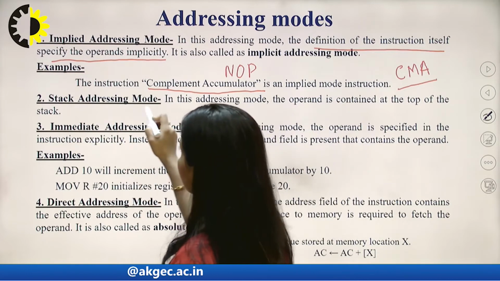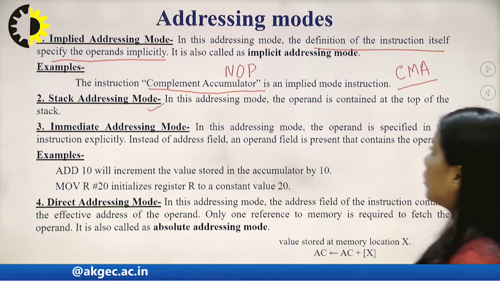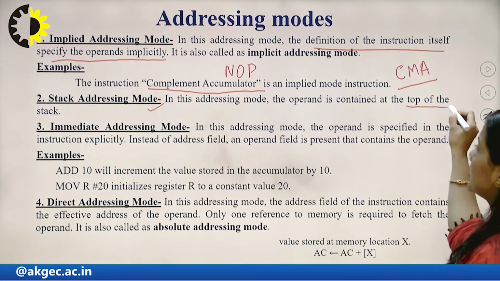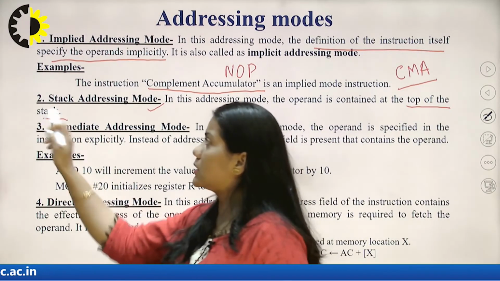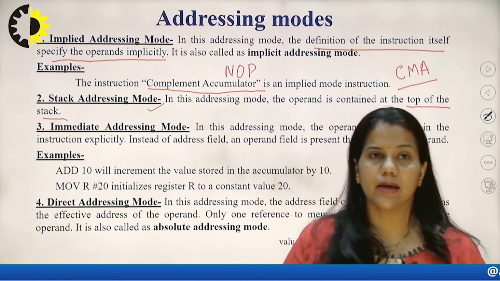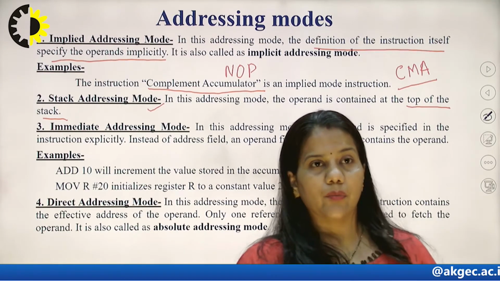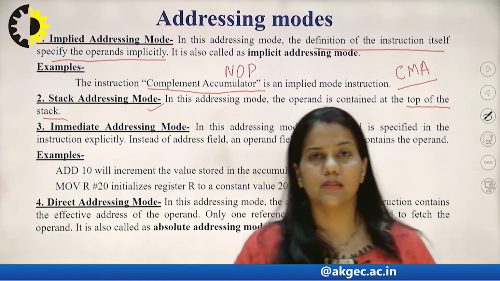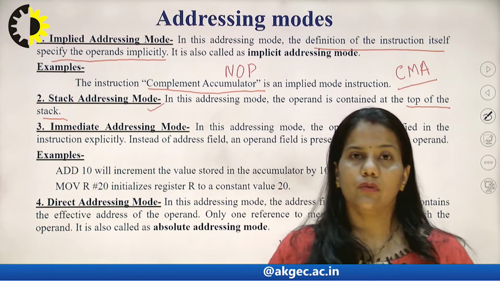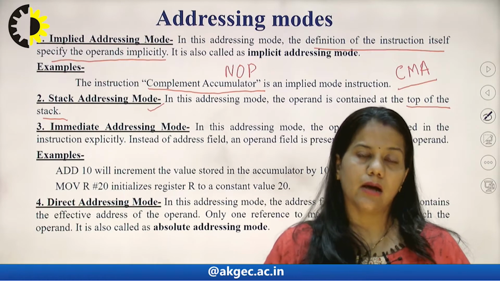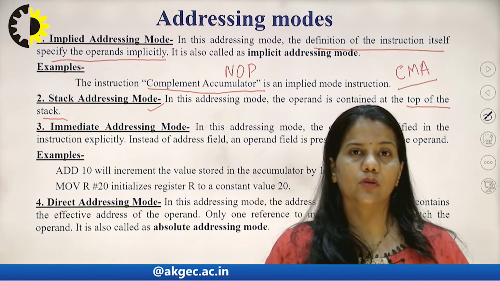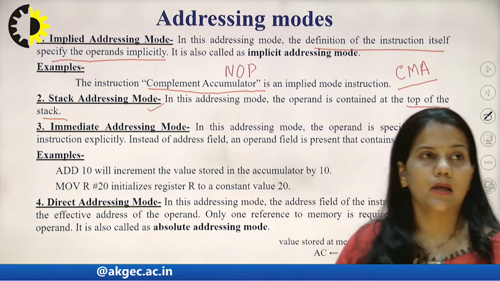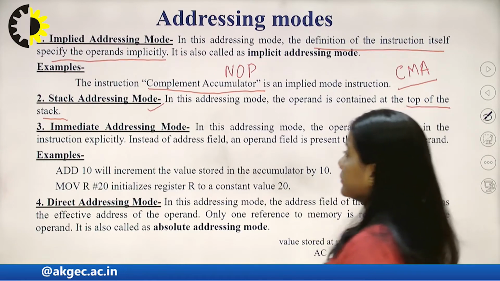Now stack addressing mode. In this addressing mode, the operand is contained at the top of the stack. So this is another addressing mode in which the operand is lying at the top of the stack, and from the specification of the operand in the instruction, we can get the idea that the operand is lying at the top of the stack. Now immediate addressing mode.